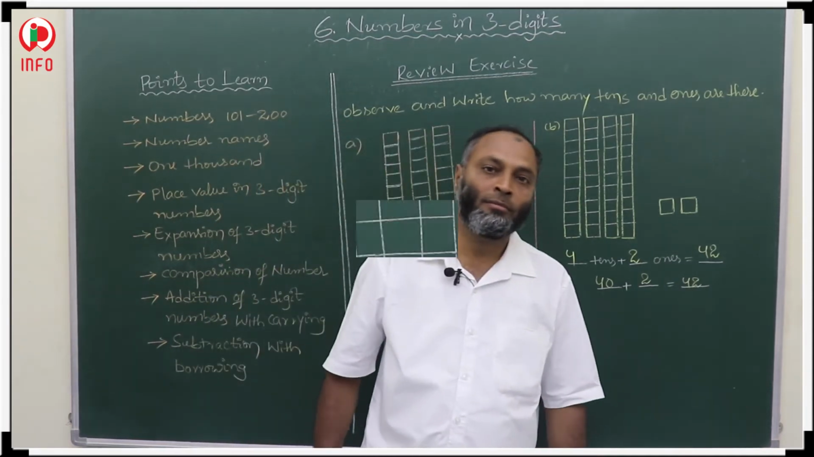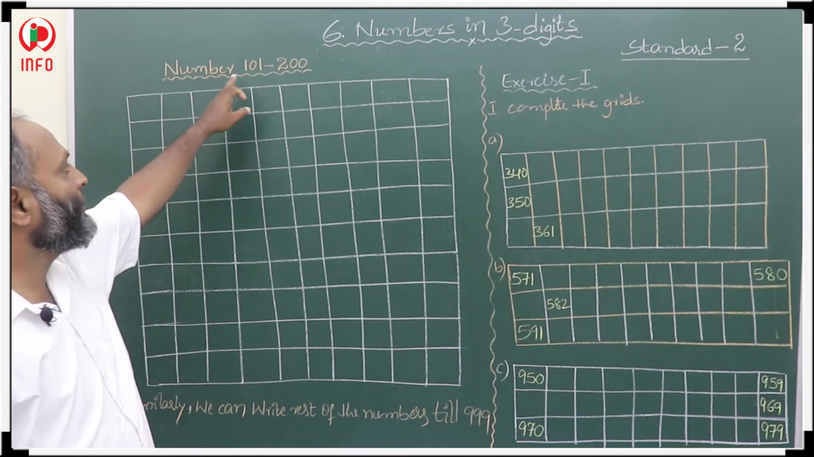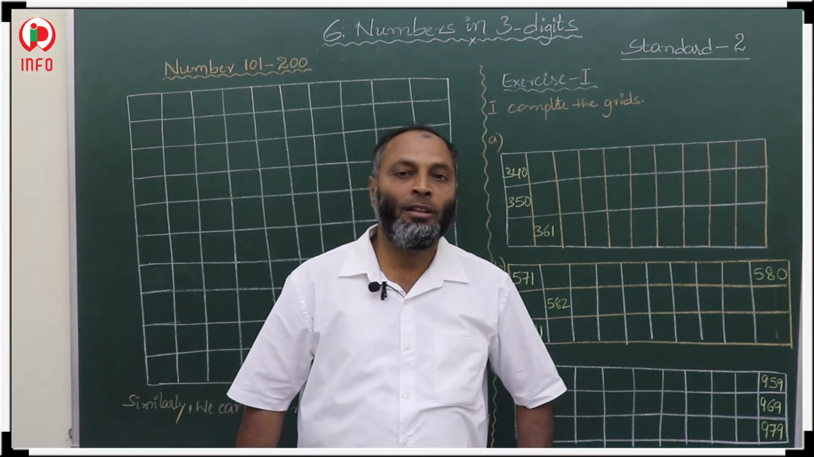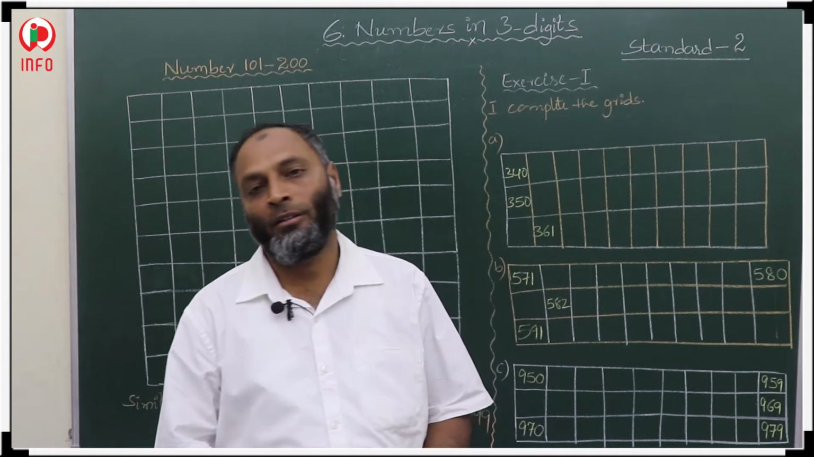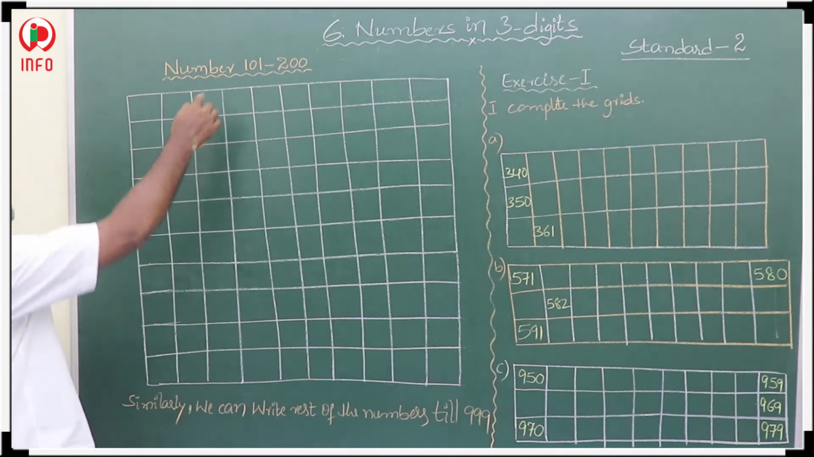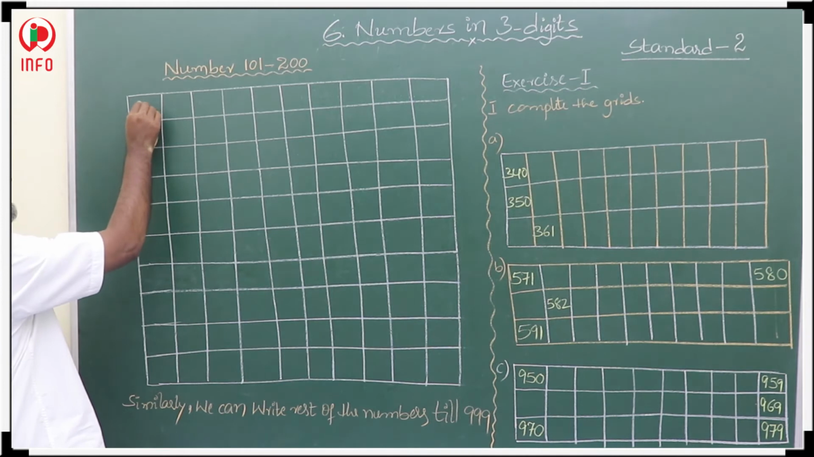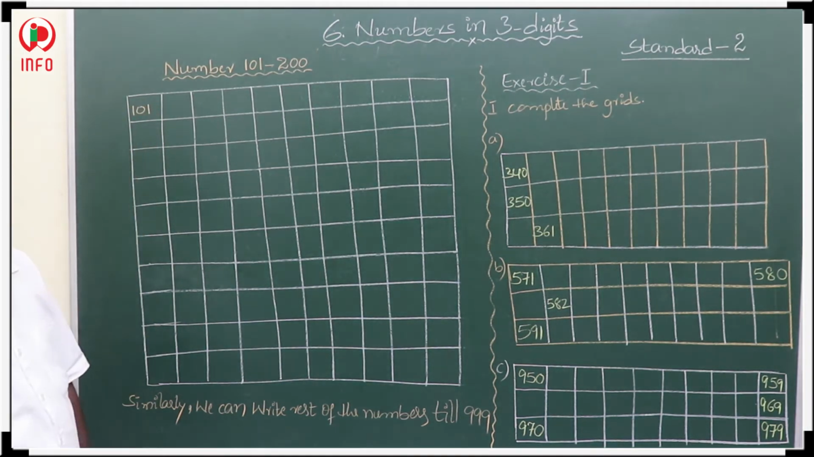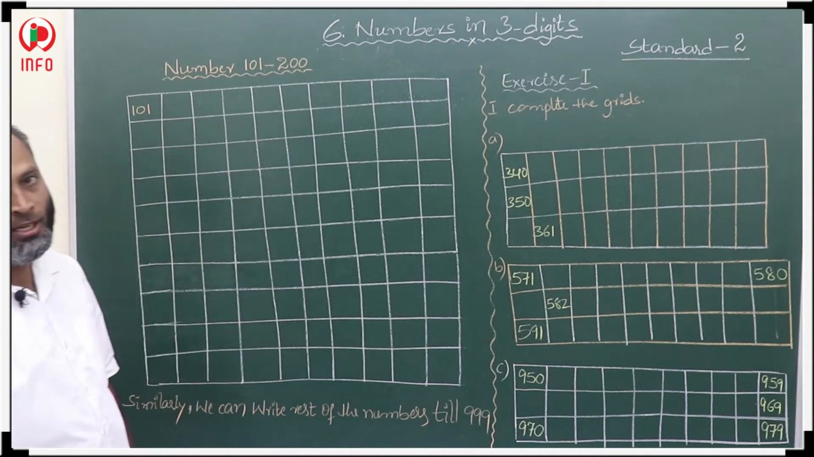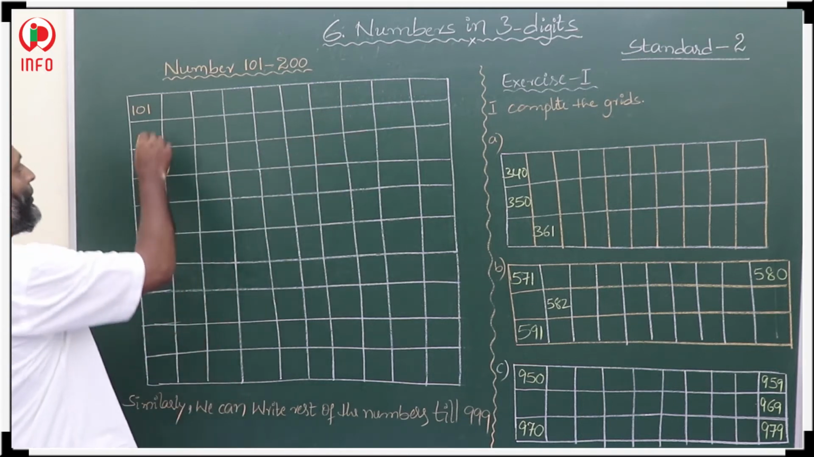Okay, students. Now see here, next concept. Numbers we have to write from 101 to 200. How to write 101 to 200? Okay. Till 100 we know. So now we are going to start from 101. First you have to write here in the first grade 101. If you want to write like this or like this, that is your wish. So I want to take in a row. 101.